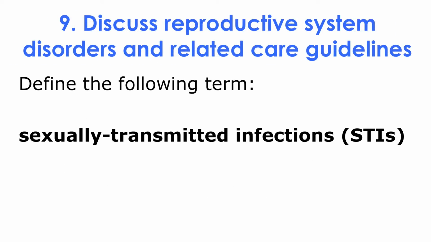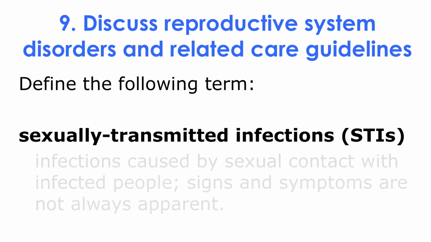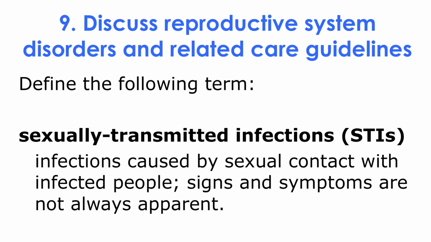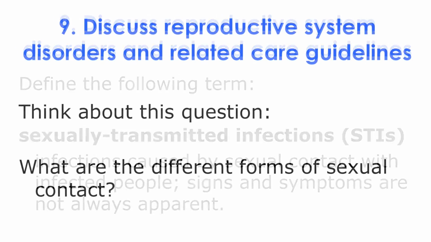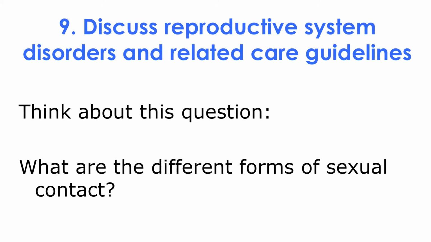All right, now moving on to reproductive system disorders and related care guidelines. Now we're going to the reproductive system. STIs, or sexually transmitted infections, also known as STDs, are infections caused by sexual contact with infected people. Signs and symptoms are not always apparent and differ by the type of infection. Think about this: what are the different forms of sexual contact? This is very important for us to know.